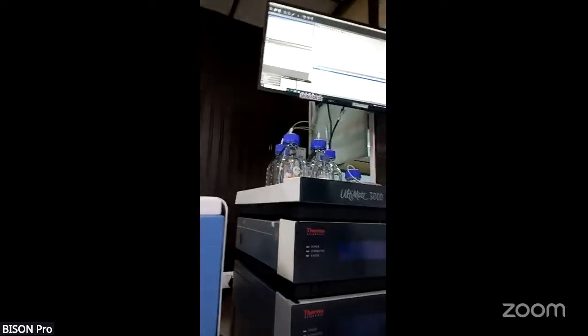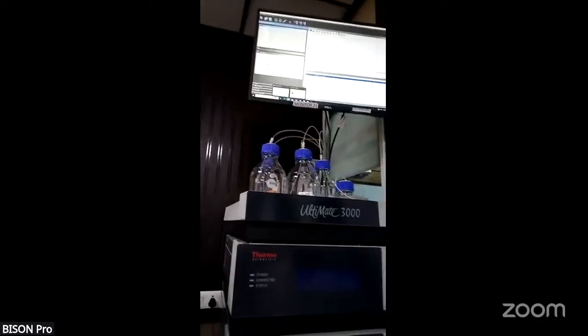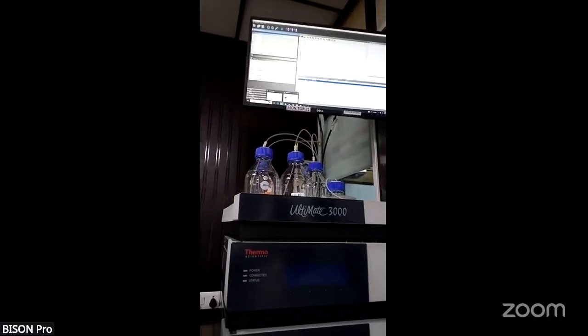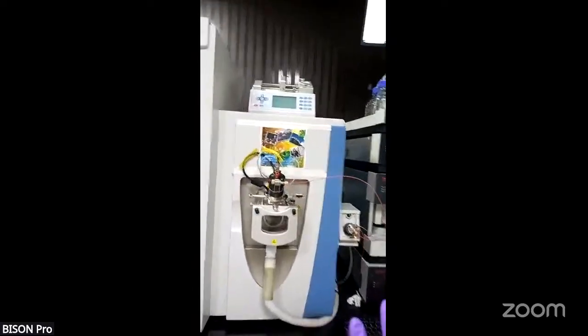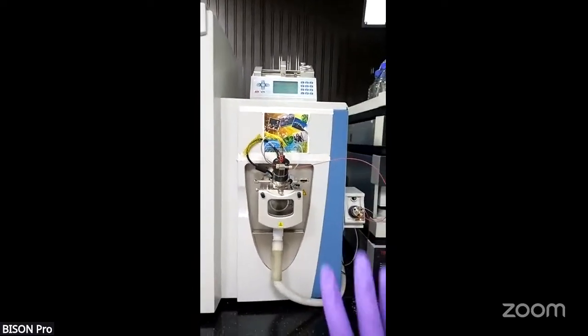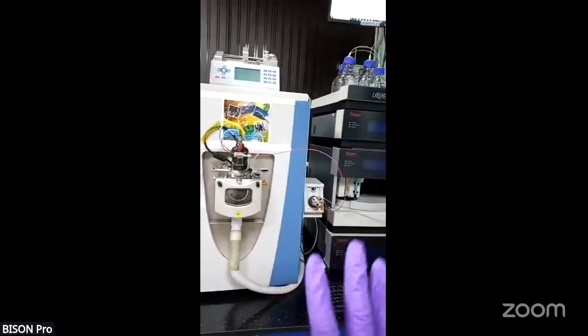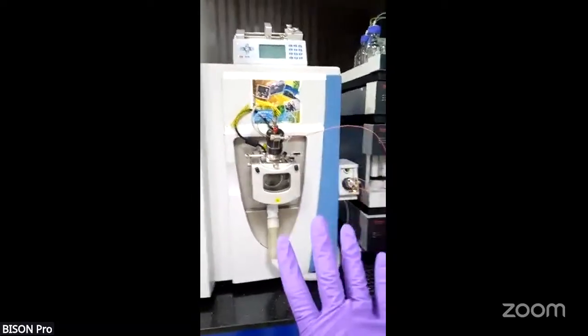Can we open any chromatogram? So this is how we can do metabolomics acquisition with the help of the Q Exactive, which is also an ion trap mass spec.